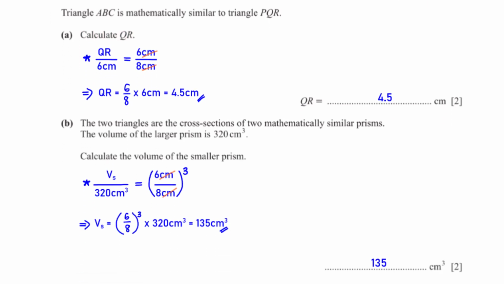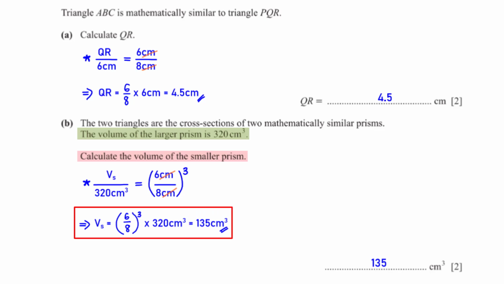The two triangles are the cross-sections of two mathematically similar prisms. The volume of the larger prism is 320 centimeters cubed. Calculate the volume of the smaller prism. For similar solids, the ratio of their volumes is equal to the cube of the ratio of their corresponding sides. When we make the volume of the smaller prism the subject, this is what we get, which is equal to 135 centimeters cubed.